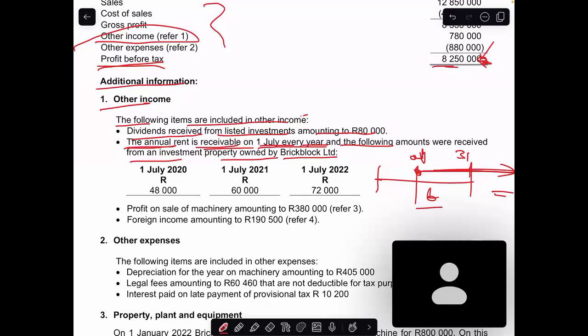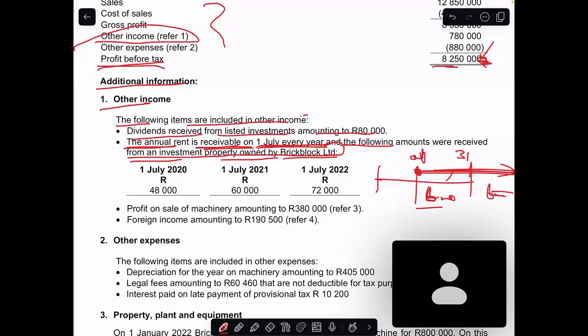They are saying the annual rent is receivable on 1 July every year, and the following amounts were received from investment property owned by Brick Block. Meaning, in July, we're going to receive rent for next year. What relates to the current year is only 6 months. What relates to the next year is 6 months. So rent received in advance is also exempt. You understand this one?